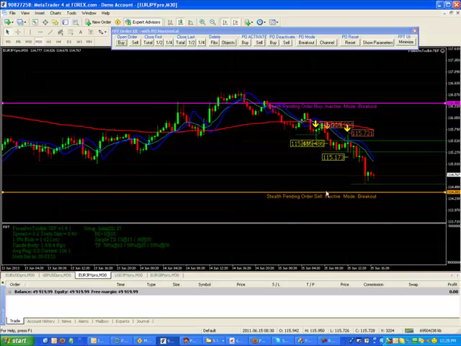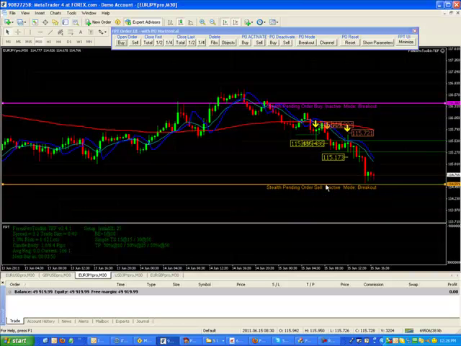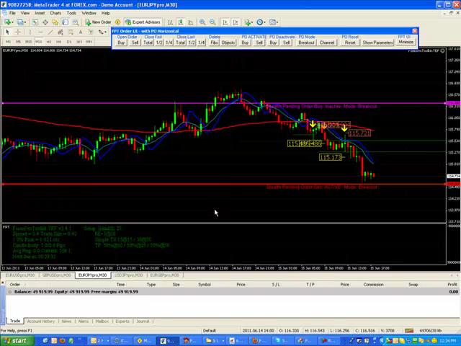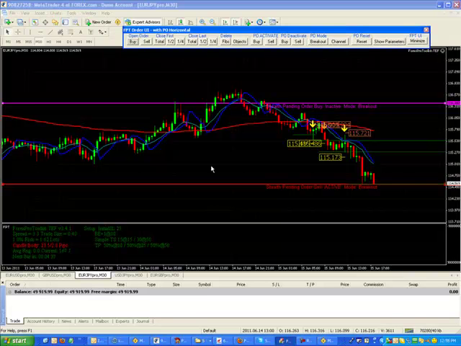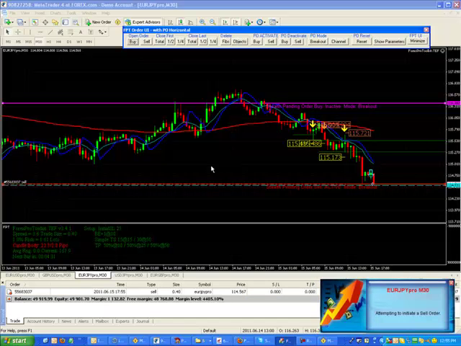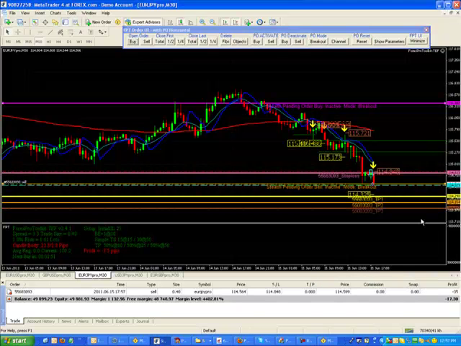Here's a sell example. So we move the sell pending order line to the trigger line, and then we activate it. And here we've just hit the trigger line, and it's attempting to open a sell order. And here we have the sell order.